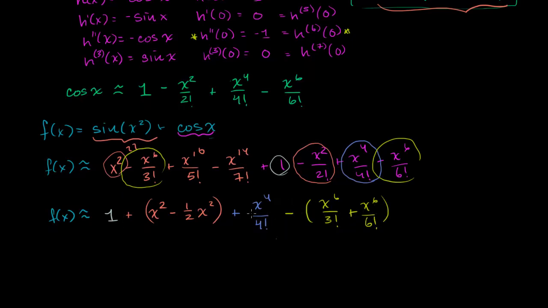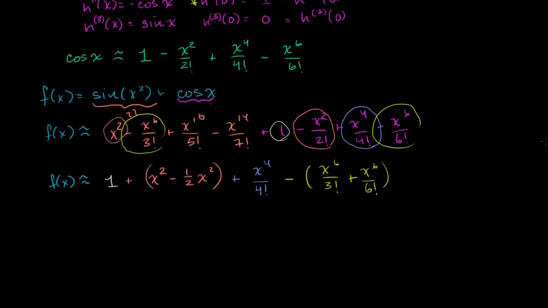And now we can just simplify this thing right over here. So f of x is approximately equal to 1 plus, and then if you have an x squared minus half of an x squared, you're going to have 1/2 x squared, or I could just write x squared over 2, and then you have, in that blue color, plus x to the 4th over 4 factorial.